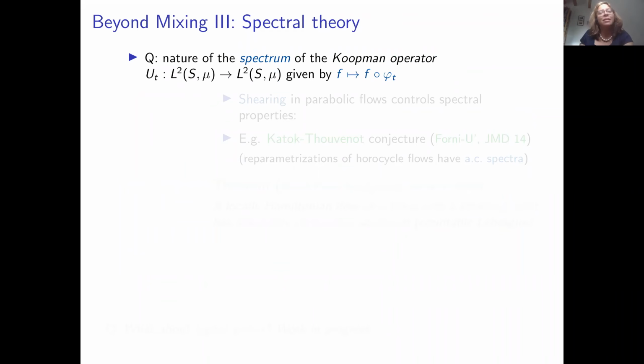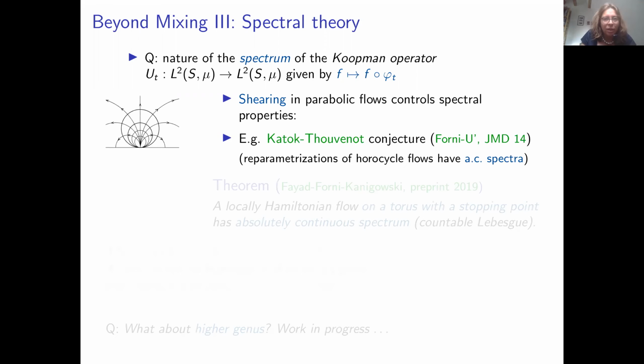As I said, the last step in understanding ergodic or chaotic properties are spectral properties. So we can study the Koopman operator. I have an L2 function and I compose it with the flow and I get the Koopman operator. Spectral theory concerns the nature of the spectrum of the Koopman operator. And shearing is key also in understanding spectral properties. I briefly mentioned this, the horocycle and its time changes and the Katok-Thouvenot conjecture.